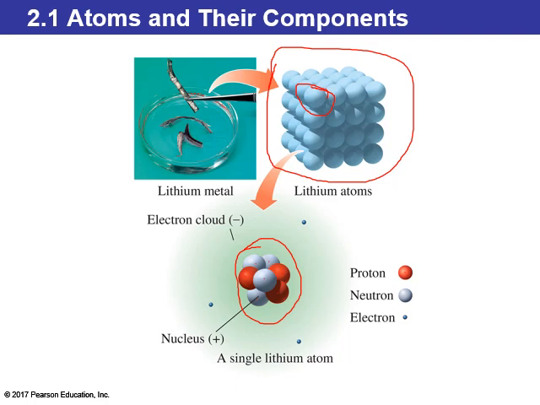We would expect that it's going to be neutrally charged. Each proton gives us a positive charge. Each electron gives us a negative charge. So if we have 3 protons, we have to have 3 electrons to make this a neutrally charged atom.